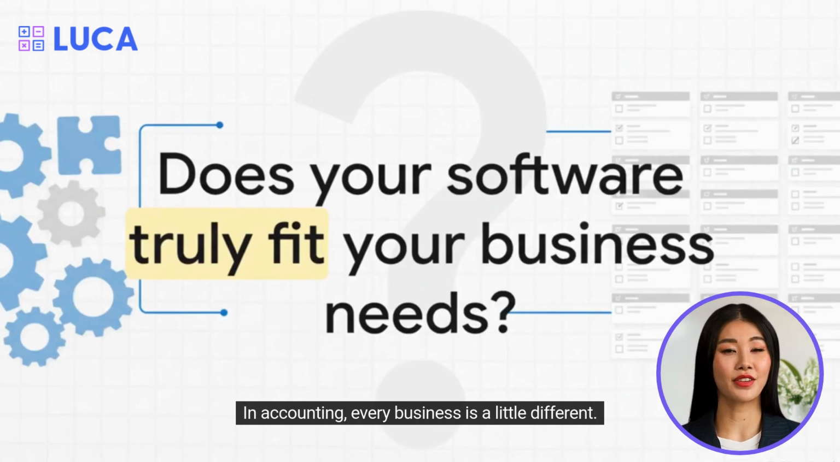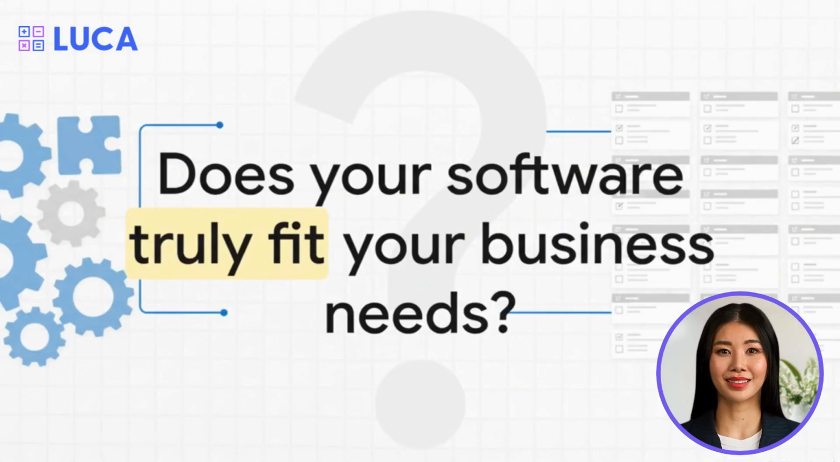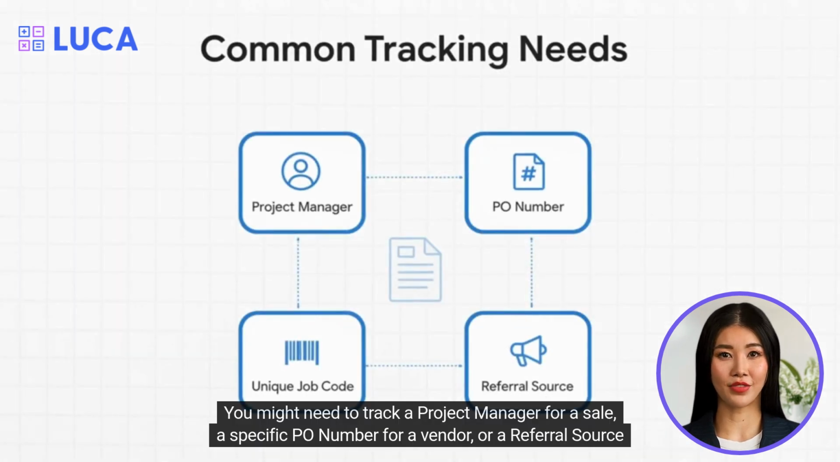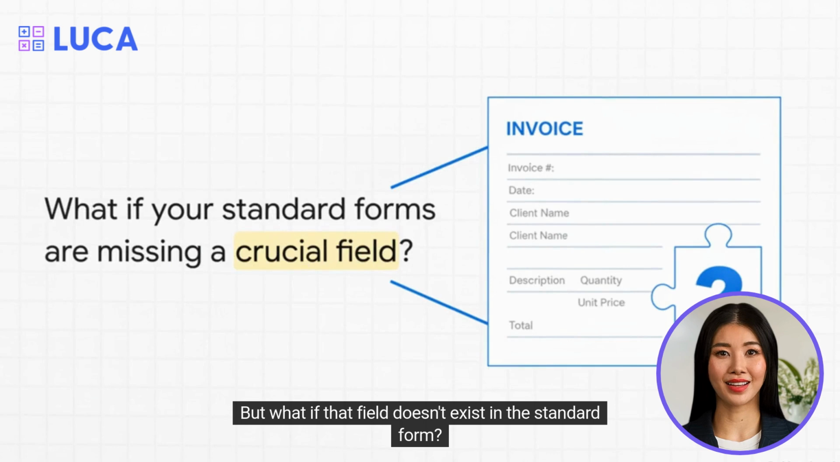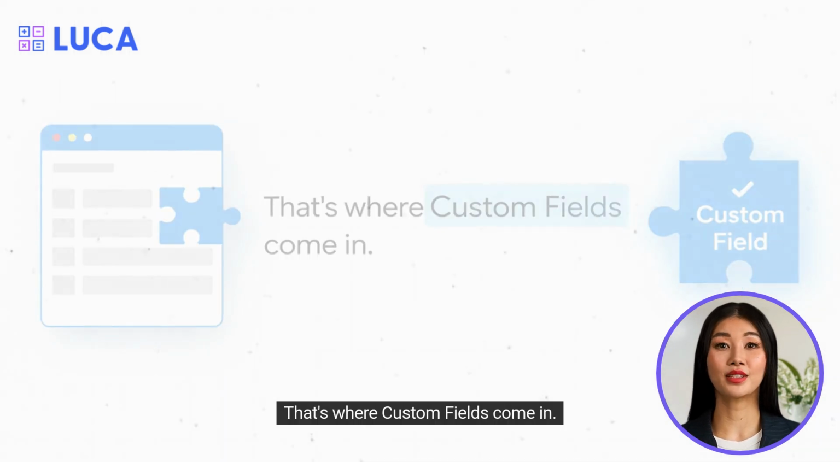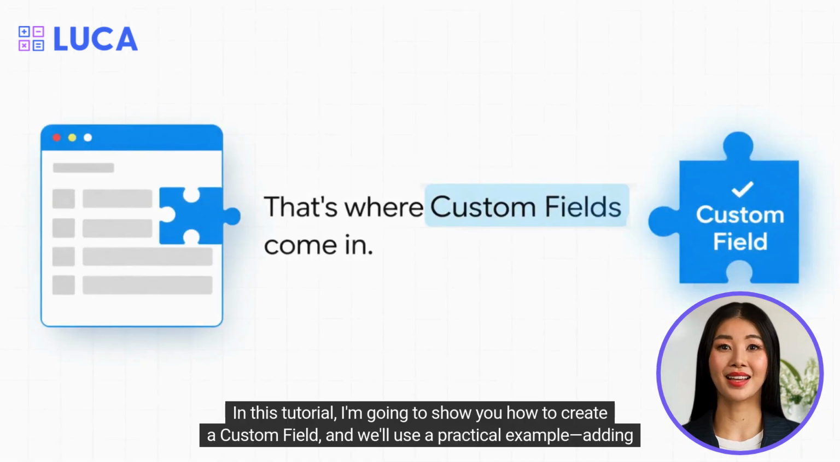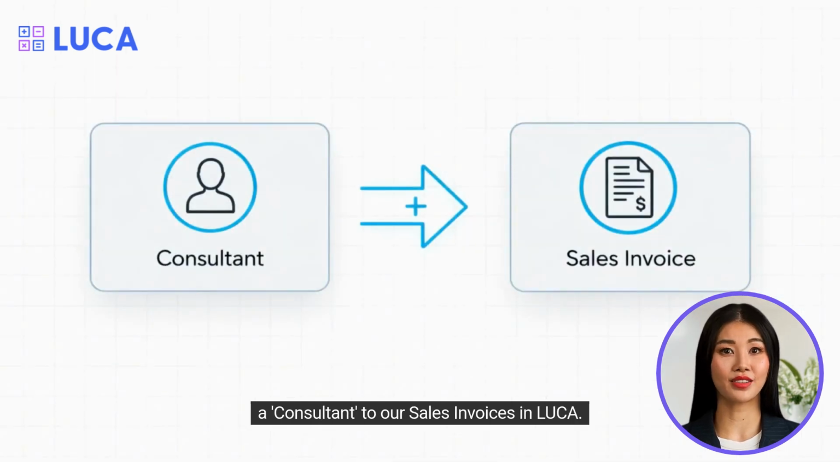In accounting, every business is a little different. You might need to track a project manager for a sale, a specific PO number for a vendor, or a referral source for a client. But what if that field doesn't exist in the standard form? That's where custom fields come in. In this tutorial, I'm going to show you how to create a custom field, and we'll use a practical example, adding a consultant to our sales invoices in LUCA.